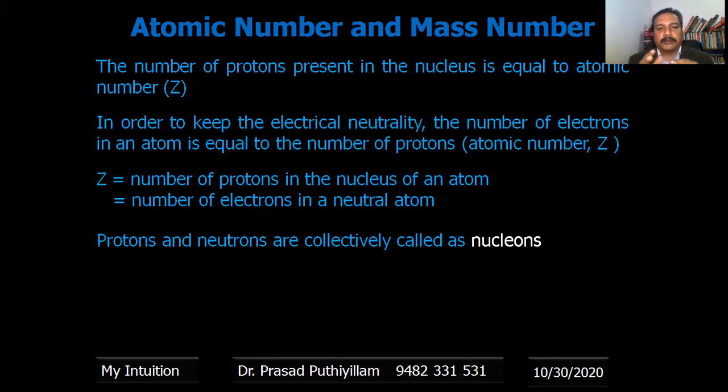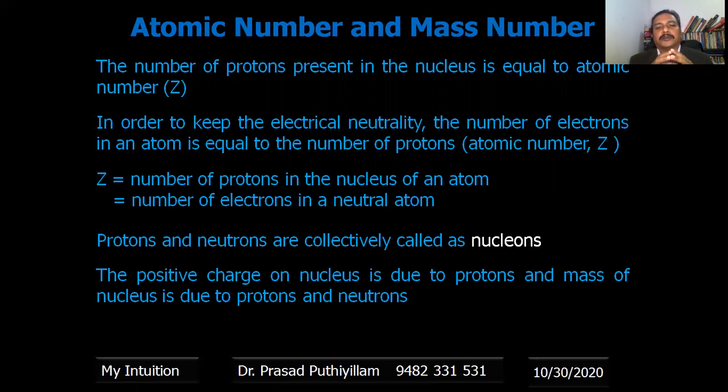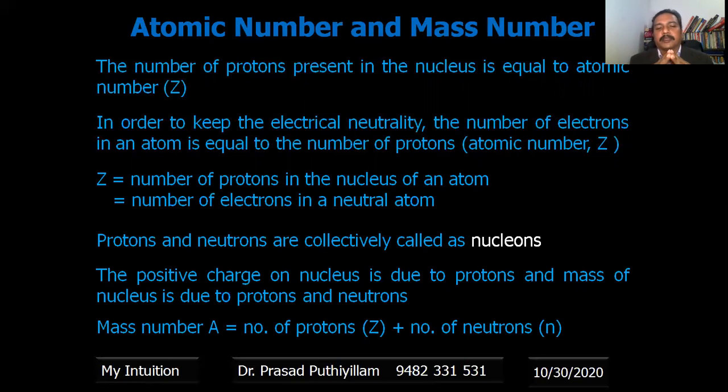The protons and neutrons, collectively, we call nucleons. The positive charge on the nucleus is mainly due to protons only, because neutrons are neutral: there is no positive charge, no negative charge. The total mass of the nucleus is due to the presence of protons and neutrons together. So the mass number A is the sum of protons and neutrons, that is, the number of protons Z plus the number of neutrons N. This gives the definition of atomic number and mass number.